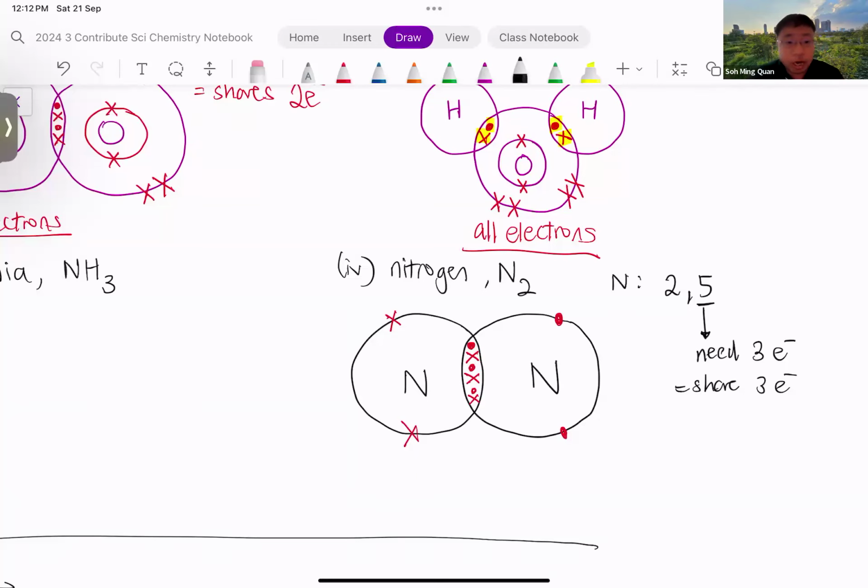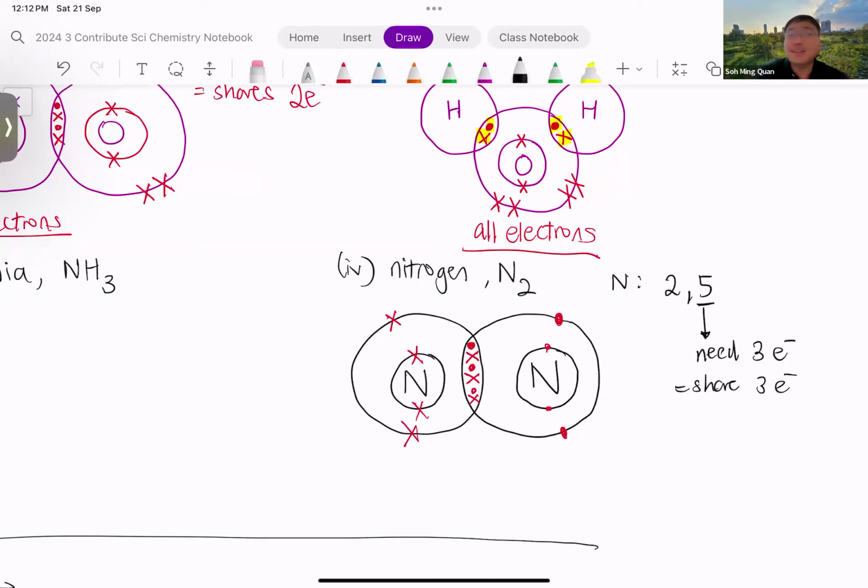Okay? Now, of course, it's not showing all the electrons yet. So how do you show the inner shell electrons? We just have to draw the 2 inner shell electrons for each of the nitrogen atoms. Okay, that's N2. All right.